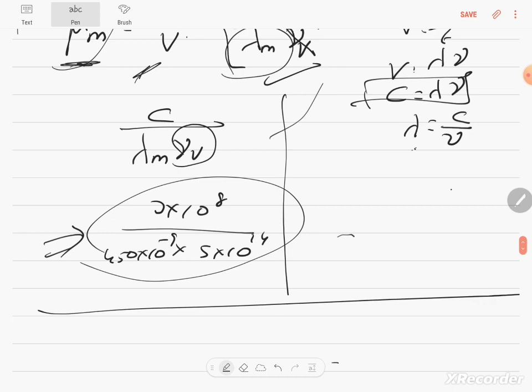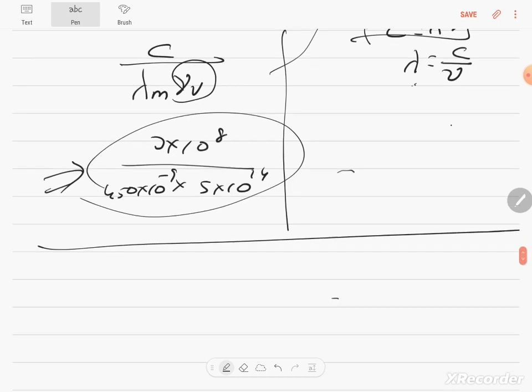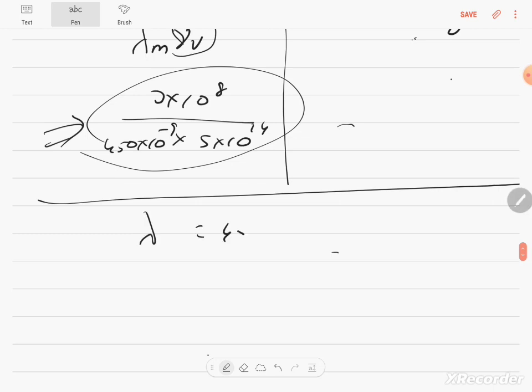Are you clear with this sum? Very, very important. Let's go to the next question. The light of wavelength 4500 Angstrom, 4500 Angstrom means 4500 into 10 to the power minus 10 meter, in vacuum, enters a glass block of refractive index 1.5.